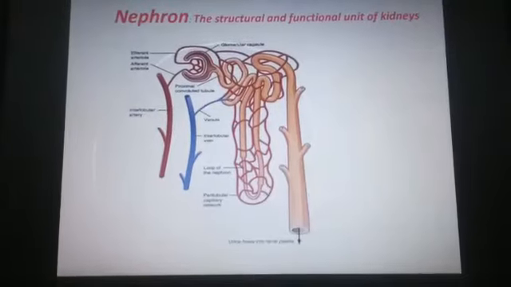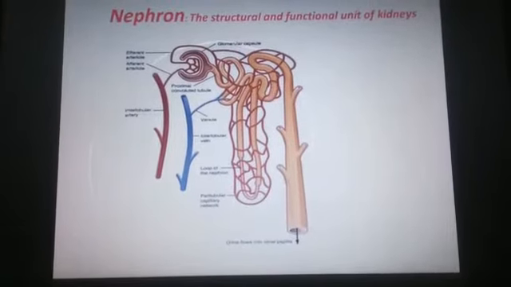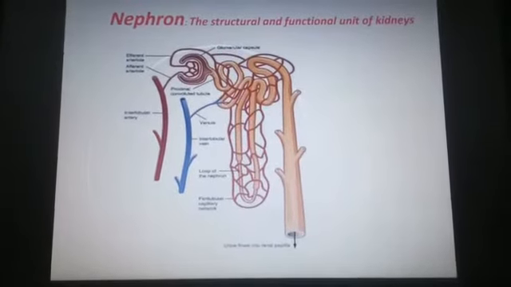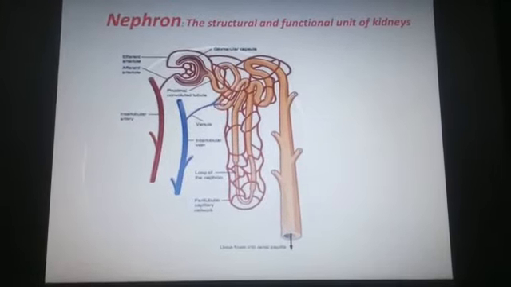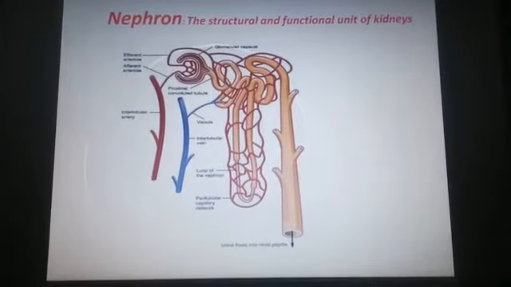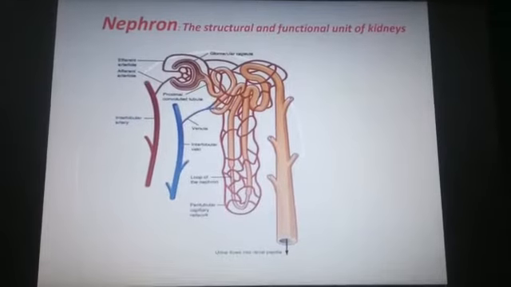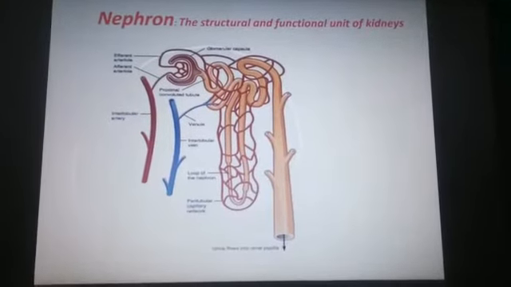In the previous video, we discussed the excretory system in humans. We talked about kidneys, ureter, urinary bladder and urethra. Now we will study the structural and functional unit of the kidney, that is the nephron.